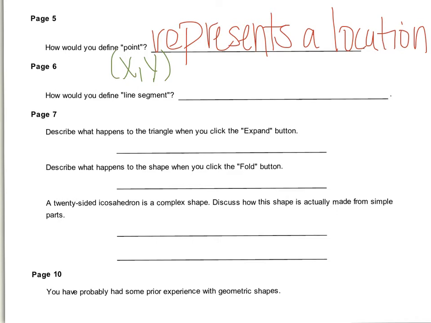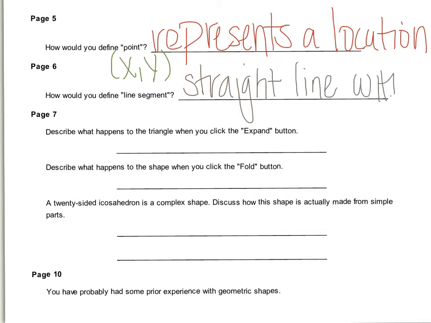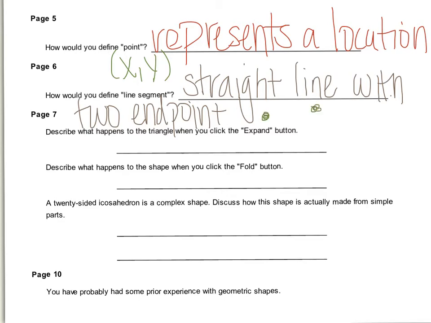Speaking of line segments, a line segment is a straight line with two endpoints. Sometimes in math it's a lot better to see a picture than a definition, so if I were to draw a picture of that, it would have a dot at each end, and it would be connected. That is a line segment.